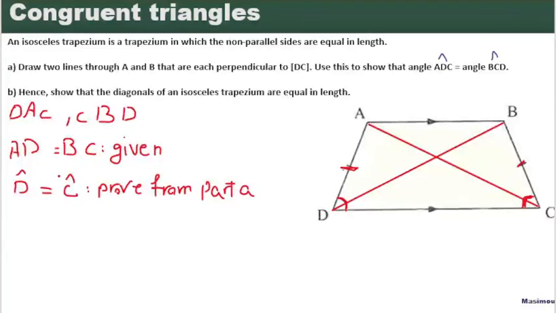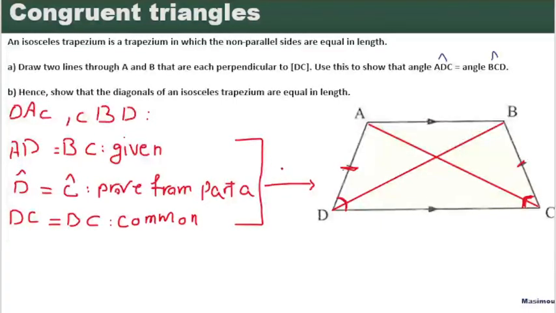Now I go for the third step that says DC equals DC, common side between two triangles. Always I have to write my reason. So common side. So with these three, I need only three steps, which is two sides and the angle between them, SAS. I prove these two triangles, DAC equals, sorry, not equal, congruent to triangle CBD.